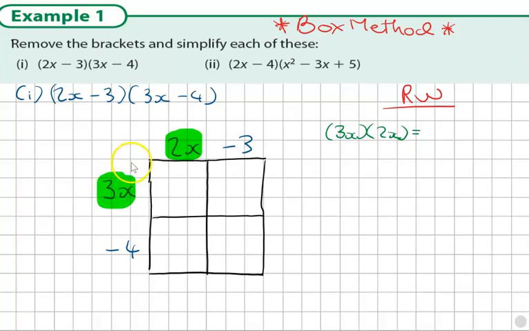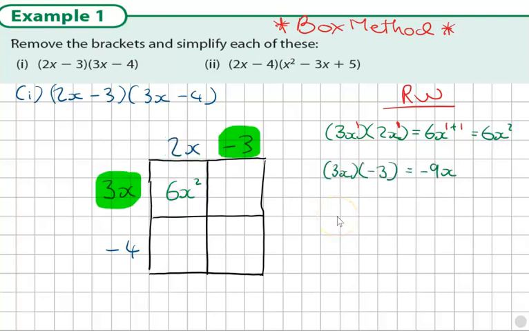Starting off here with 3x multiplied by 2x. So I have my rough work over here. 3x multiplied by 2x is going to be 6x squared, because x on its own is to the power of 1 and x on its own is to the power of 1. And when we're multiplying powers with the same base, we add the powers. So 1 plus 1 makes 2. So that's how we get 6x squared. That's going to go into this box here. 6x squared.